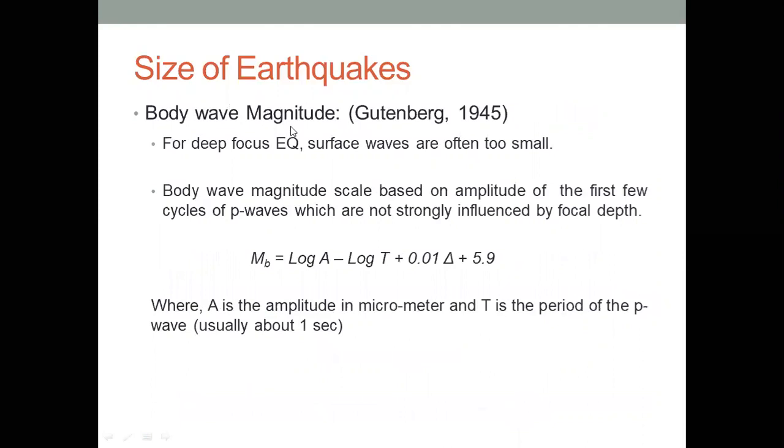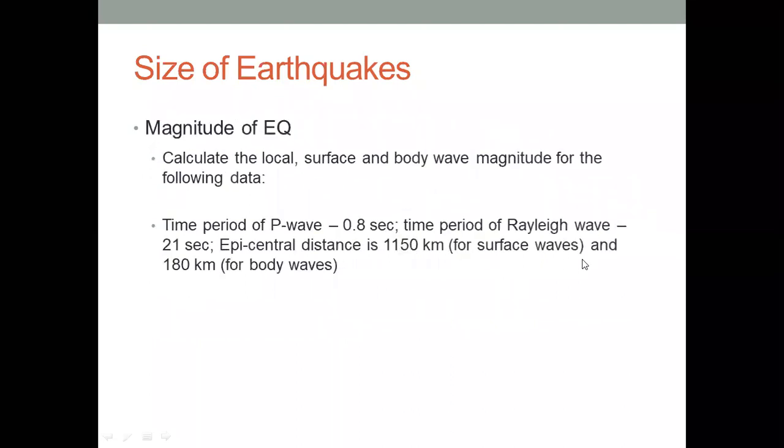And next one, body wave magnitude, again the same case. Here Gutenberg has given another formula to find the magnitude based on body waves. So Mb is equal to log A minus log T plus 0.01 del plus 5.9. A again the amplitude. T is the period of the P wave, it is the time period of the P wave, and del is again the same epicentral distance in degrees. Here the time period of P wave is 0.8 second.